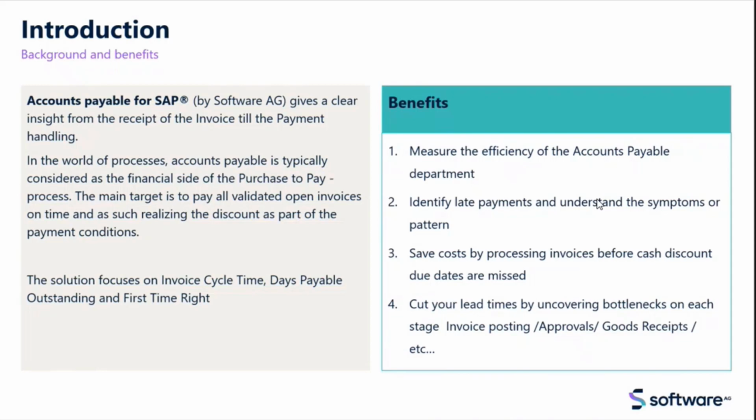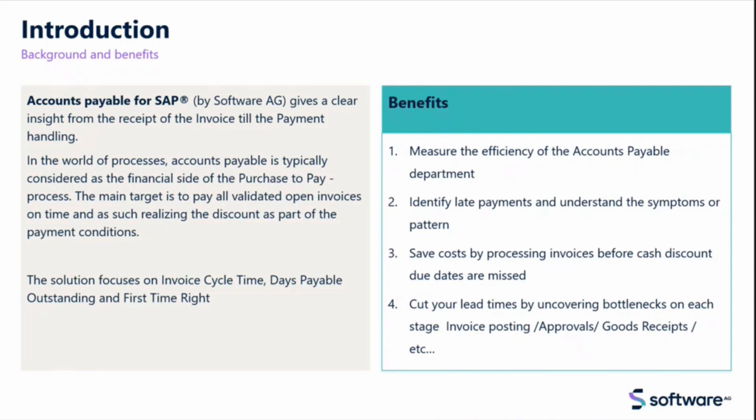Within this solution, we answer the main question: how to optimize the accounts payable processes in order to pay the vendor in the most efficient way. The solution captures your SAP activities starting from the receipt of the invoice till the payment of the open item. Around that, the solution focuses especially on the main KPIs, which are the invoice cycle time, days payable outstanding, and first time right. So what are now the benefits for you?